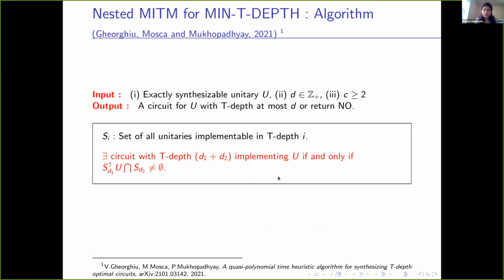But what is important for this algorithm is this result. Suppose S_i is the set of all unitaries which are implemented in T depth i. Then there exists a circuit with T depth D1 plus D2 implementing U if and only if this intersection is non-empty. That is, the set of unitaries with T depth D2 and this set S_D1 dagger U have a non-empty intersection.